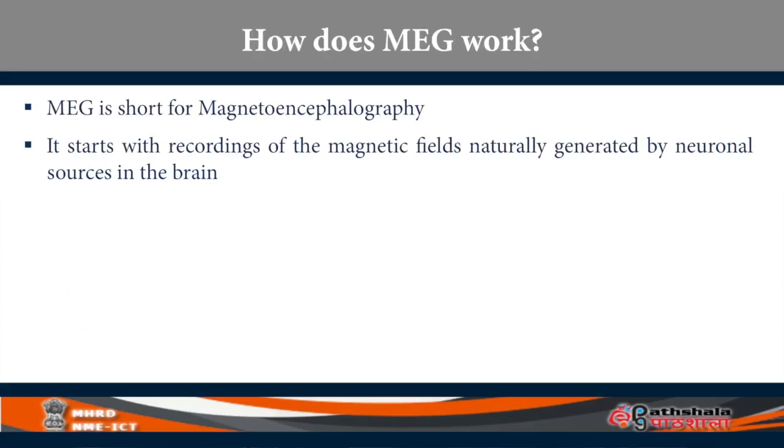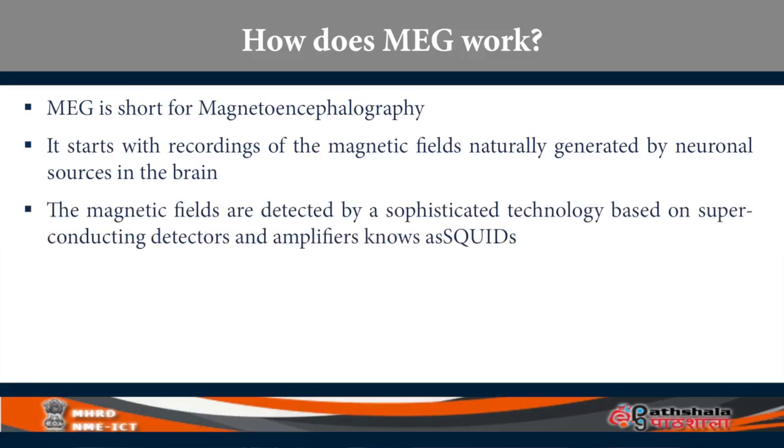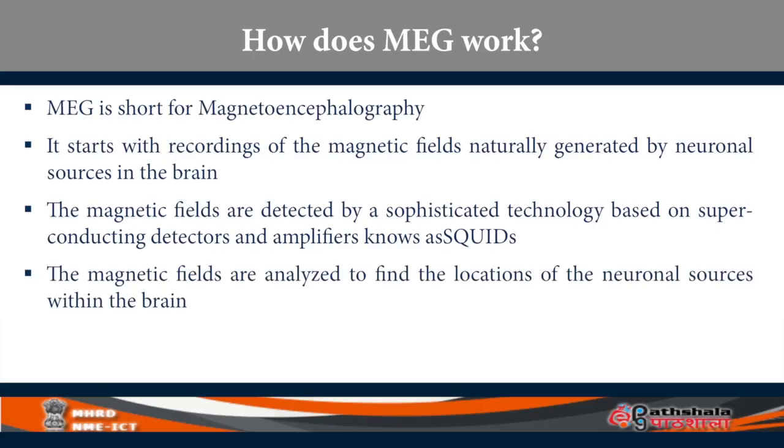MEG starts with recording of those tiny magnetic fields naturally generated by the neuronal cells, neurons in different parts of the brain. The magnetic fields are detected by sophisticated technology based on superconducting detectors, which I already told you, SQUIDs. The magnetic fields are then analyzed to find from which location they are coming. Alright. So, you locate the neuronal source in the brain from where that magnetic signal is coming.